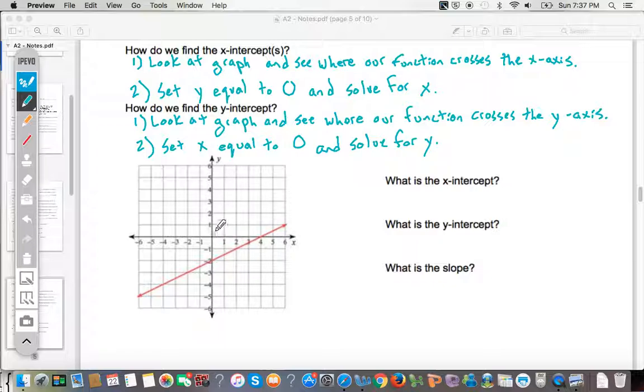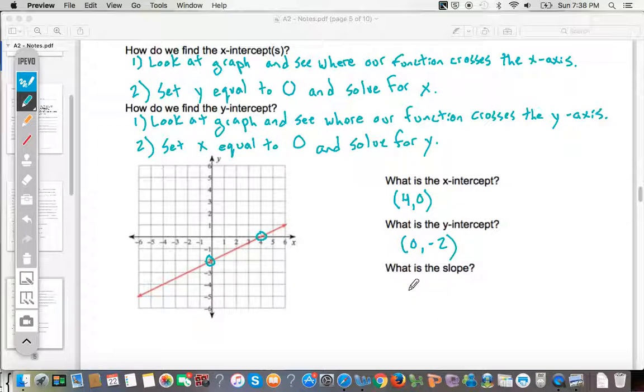Okay? So, what is the x-intercept for this equation? Well, the x-intercept is where it crosses the x-axis, which would be at this point right here. So, the point 4, 0. Okay? And what is the y-intercept? Well, it's this point down here. So we have 0, -2.